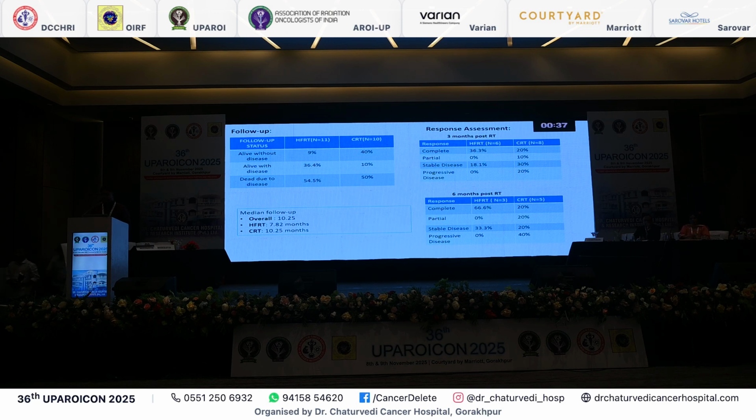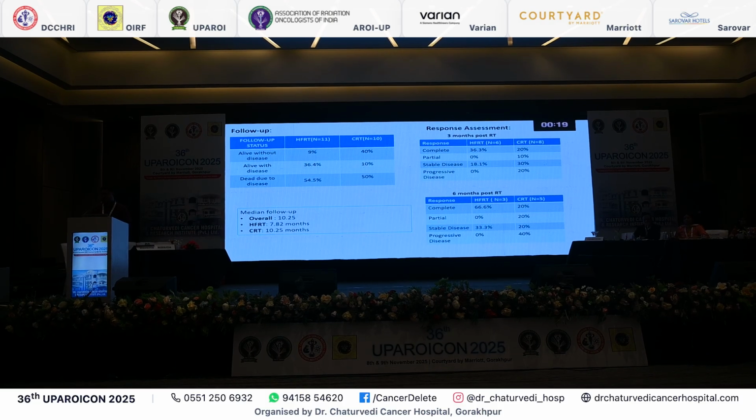And when we see the response assessment 3 month post-RT and 6 month post-RT, we haven't included all patients since some patients have still not completed the entire course of chemotherapy yet. And also some patients had expired before the radiological assessment could be done. Although the early results favor that there is a trend towards a better response towards the study arm, but longer follow-up is required for this.